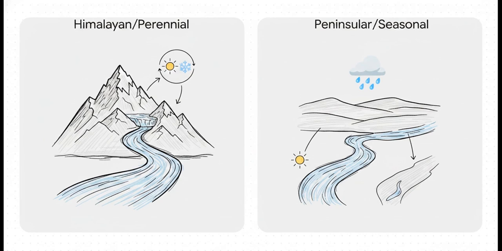But honestly, the biggest difference of all comes when you compare Himalayan rivers to their cousins down in the peninsula, like the Narmada or the Godavari. It all boils down to one thing: their water source. Himalayan rivers are perennial, meaning they flow all year round because they're fed by melting glaciers and rain. Peninsular rivers, on the other hand, are mostly seasonal. They depend on the monsoons, so they swell up during the rains and shrink in the dry season. That one fact changes everything about them.